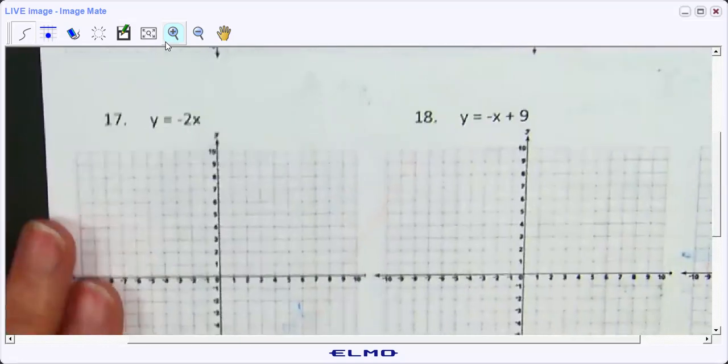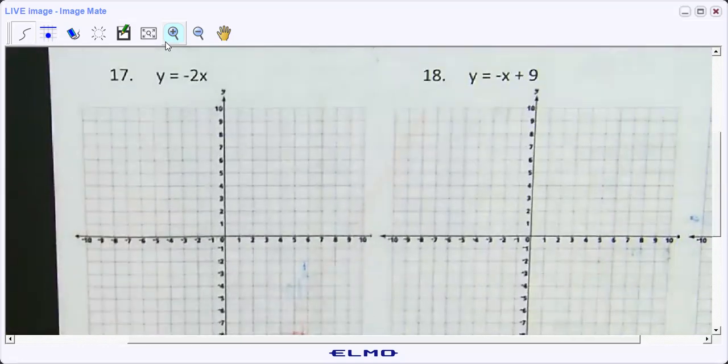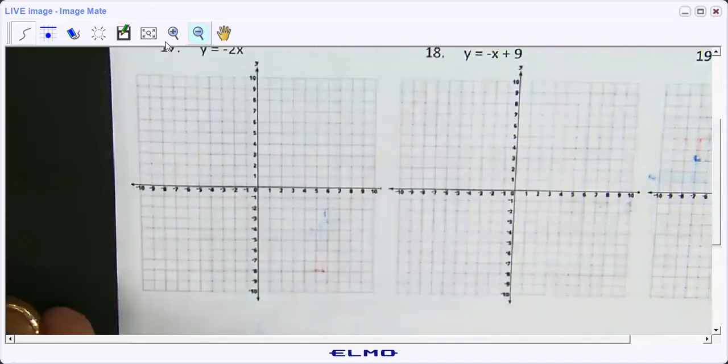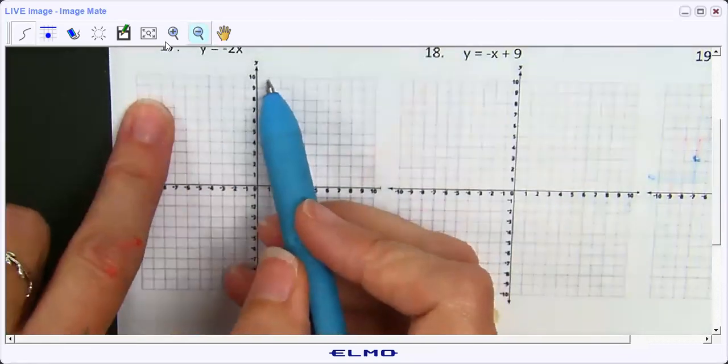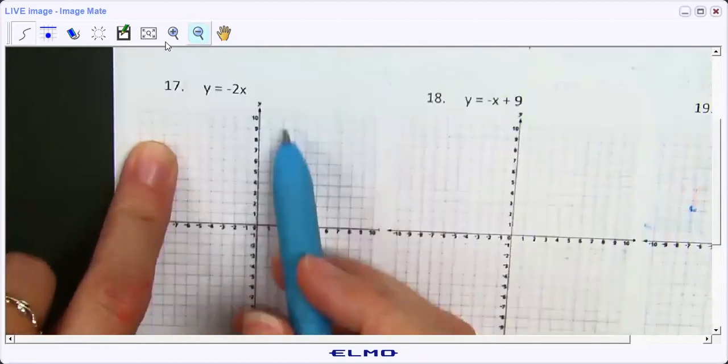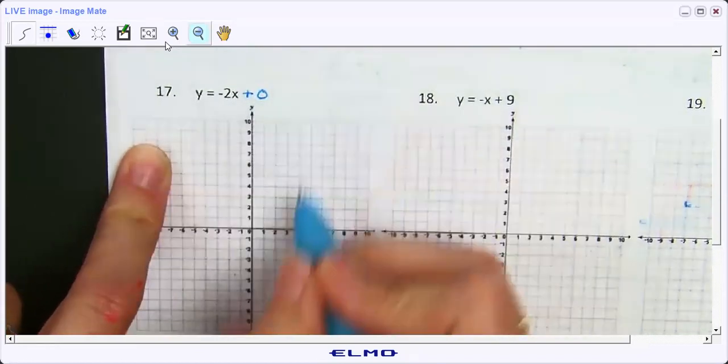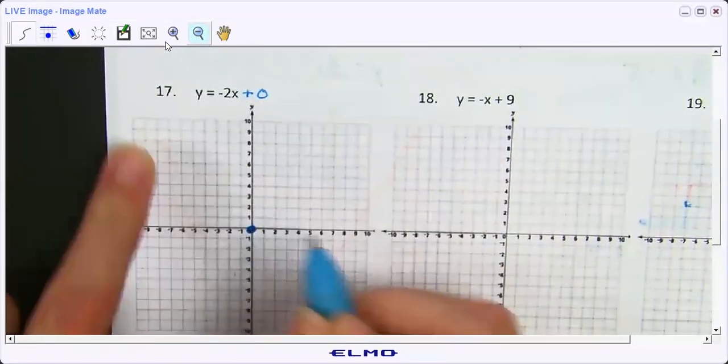All right, let's go to 17. I was going to have you do some of these on your own, but every graph is different in some way, and so I want to do all of these. Okay, so here in 17, we don't have a y-intercept. Wrong, we do. It's just 0. So I'm going to plot a point at 0, and then I'm going to graph my slope.